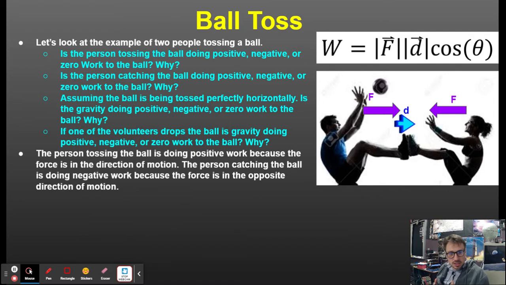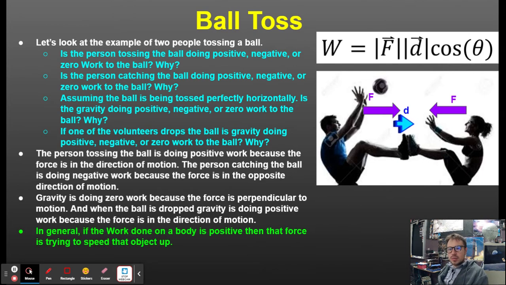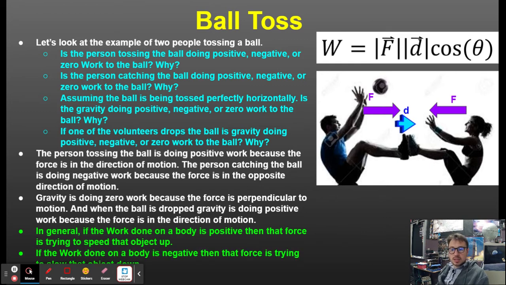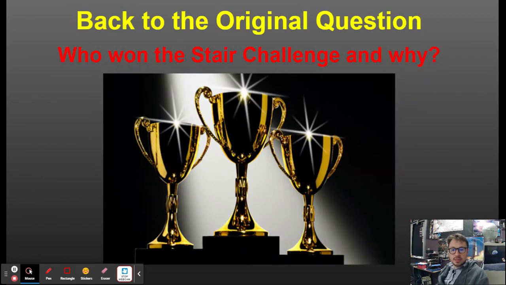Now, somebody catching that ball, well, they're applying a force in the opposite direction of motion. They're doing negative work. Think about it this way: they're trying to take that energy away from that ball. So in general, this is just a general rule. If work done on a body is positive, then that force is trying to speed that object up, right? If work done on that body is negative, that force is trying to slow that object down.